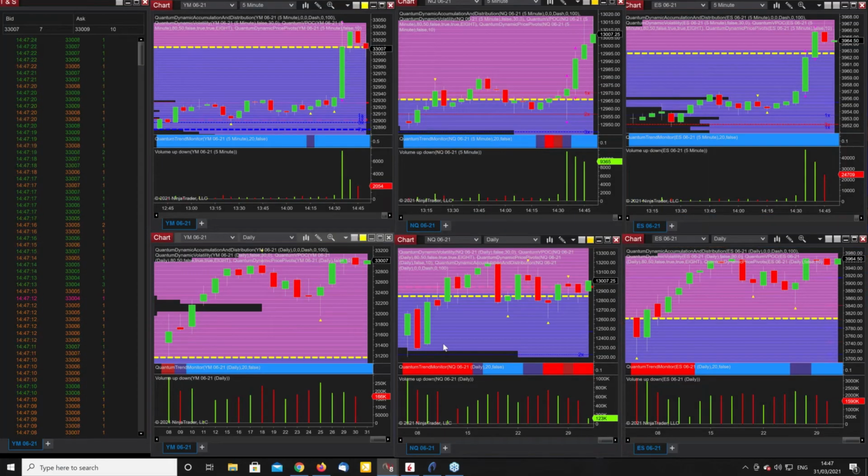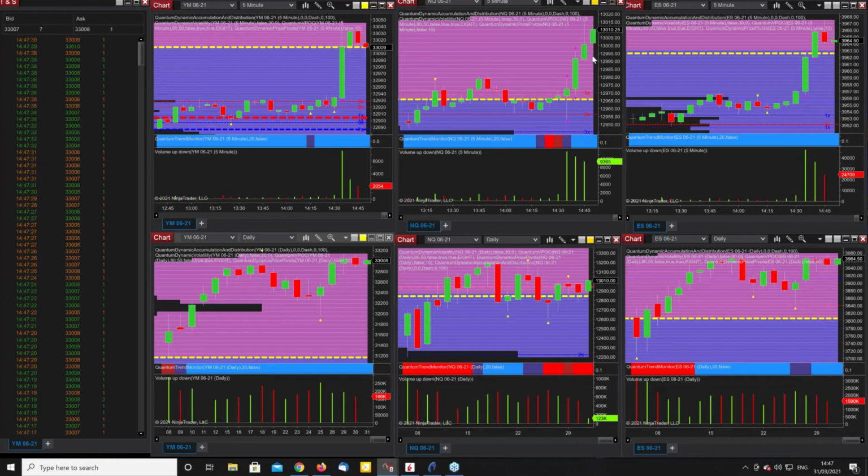This is the YM, NQ, ES, 5 minute on the top line, daily on the bottom. That's what we've got going right now. The YM has shot up to the big volatility candle at the open, tons of volume, big spike, straight onto the volume point of control.